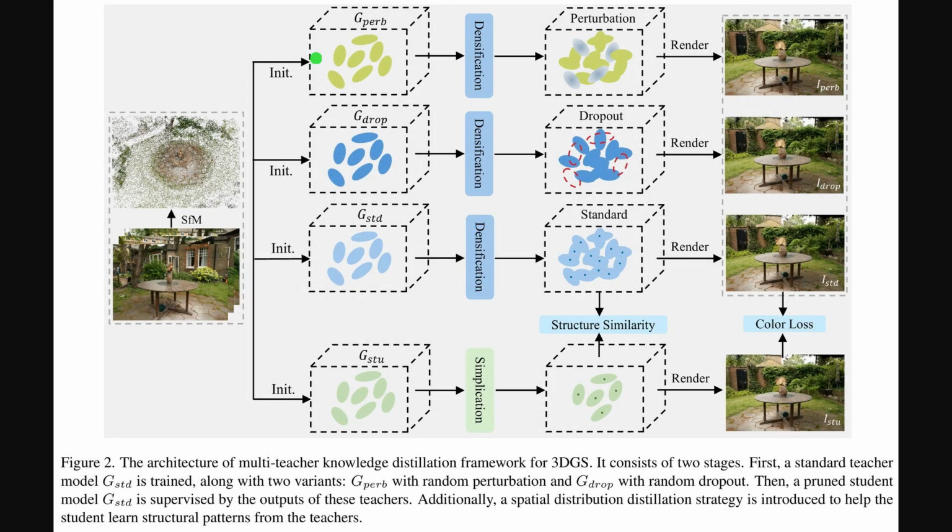Alright, we are looking at the pipeline diagram that lays out the two-stage multi-teacher to student flow. On the left, you can see initialization from structure from motion, which seeds 3 teacher branches. Moving across, the top branch adds parameter perturbation, the middle uses dropout, and the bottom follows standard training, so their renders provide diverse supervision. At the bottom row, the pruned student is trained with 2 signals, a structure similarity loss, and a color loss fused from the teacher renders.